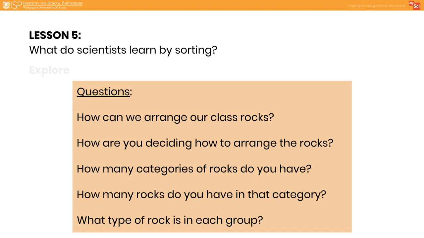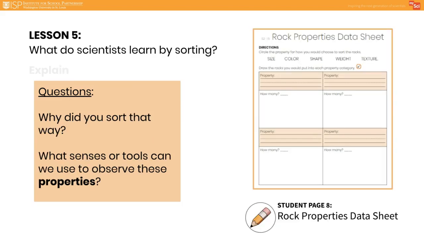Ask groups how they're arranging their rocks, and ask them about the different categories that they're putting them in. How many categories does each group have? In the Explain part of this lesson, we're going to direct the conversation to have the groups talk about the different properties that they use to sort their rocks.